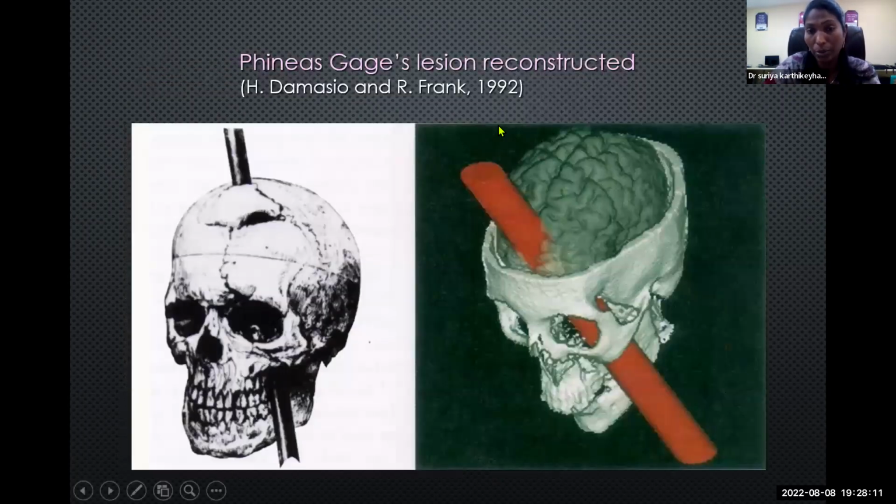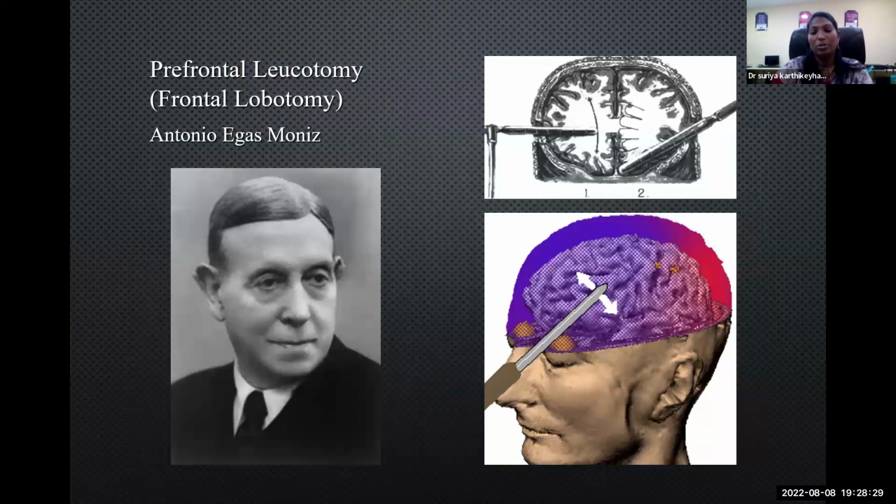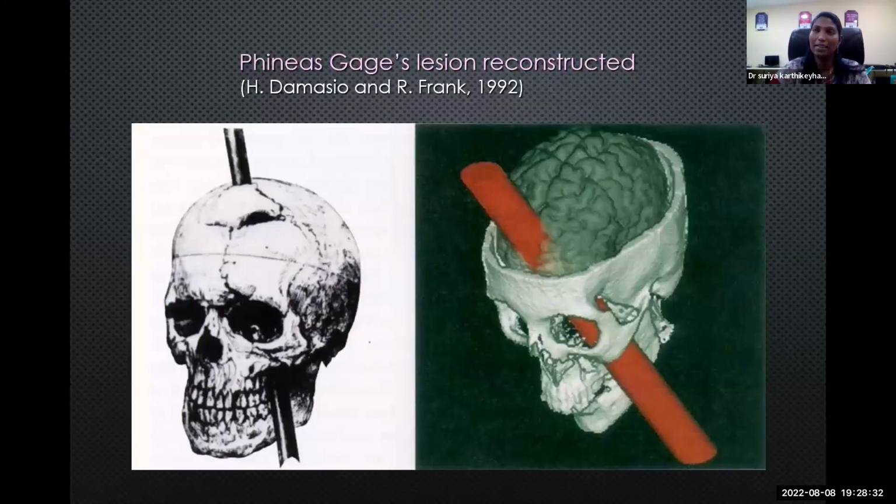But in 1992, with the evolution of radiology, they reconstructed this and identified that the lesion had injured both frontal lobes, the right and the left. This was considered an evolution in neurology research. Till then, they thought only motor activity, planning, visual connections and language were controlled by the frontal lobe. But after this, they came to the conclusion that the frontal lobe is involved in behavioral changes also.